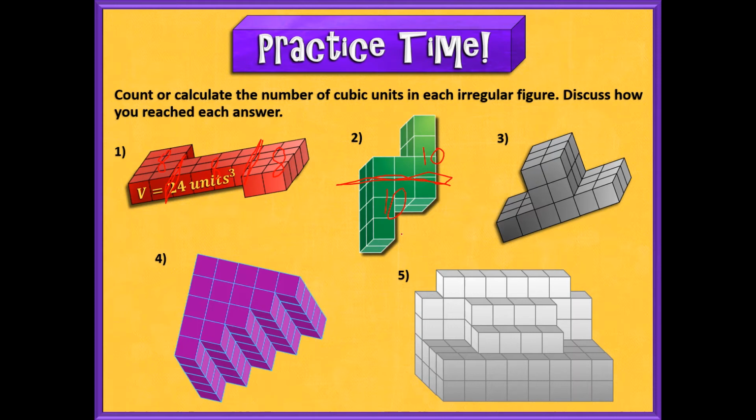So the volume of that irregular shape would be 20 units cubed. All right, going on to this one. This one's a little different. We're going to divide it right here, and we're going to take 1, 2, 3 times 4 because there's 1, 2, 3, 4, or we could do 6 times 2, which would be 12.